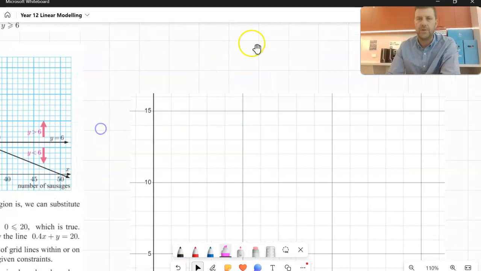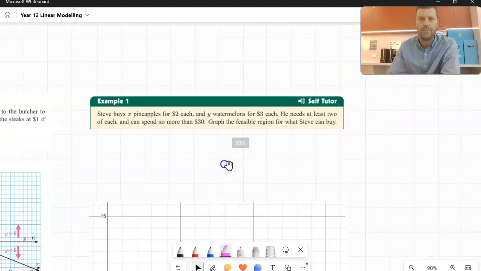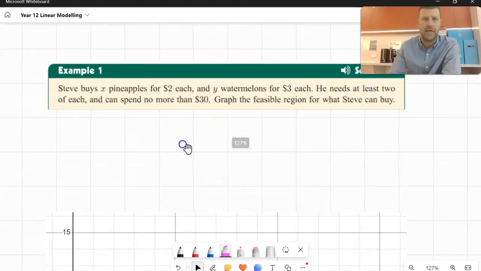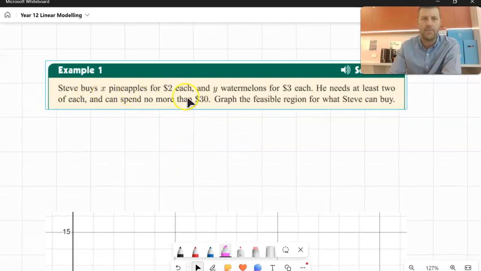Now, we're going to get into another example where it says here, Steve buys x pineapples at $2 each and y watermelons at $3 each. And the additional constraints here: he needs to buy at least 2 of each, and can spend no more than $30. Graph the feasible region for what Steve can buy.